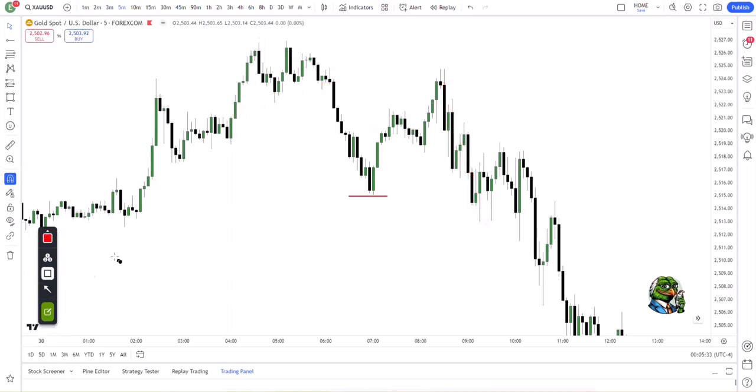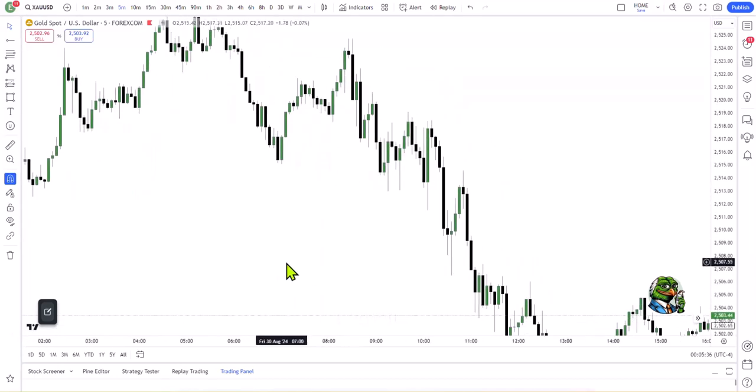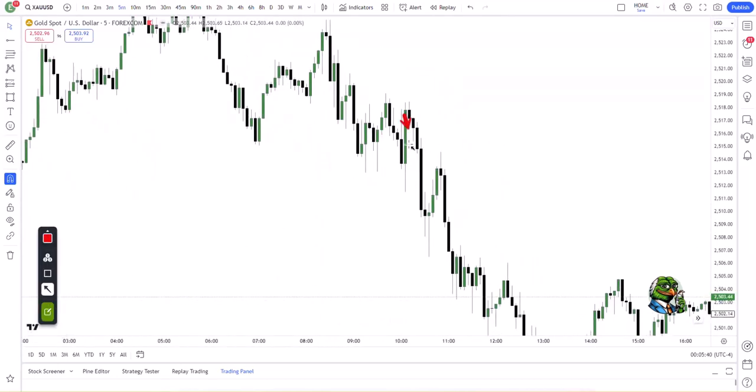Then you just wait. You wait for another displacement. Big candles down, like this. Big candles down with gaps. I like when they have more than one gap, or large candles. We wait to come back into the fair value gap, targeting the previous swing low.